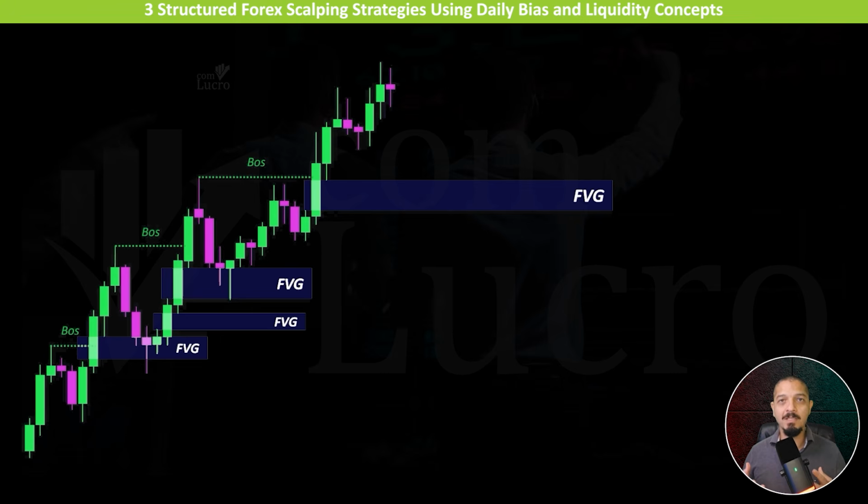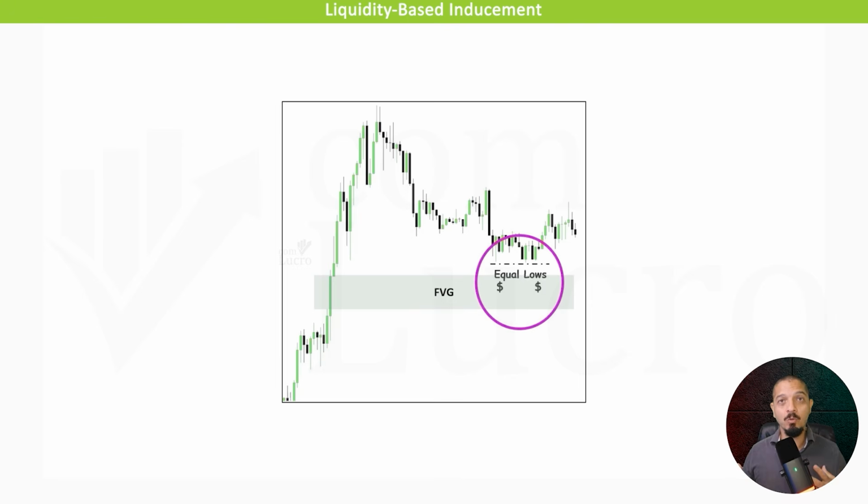However, price does not always react immediately when it reaches a fair value gap. Before the real move begins, liquidity must first be engineered. That is where inducement comes into play. Liquidity-based inducement is the most common form of inducement you will see in the market. This is when price intentionally creates a new high, a new low, or a small order block or breaker that looks too clean, with the sole purpose of trapping traders, collecting their liquidity, and then delivering the real move.